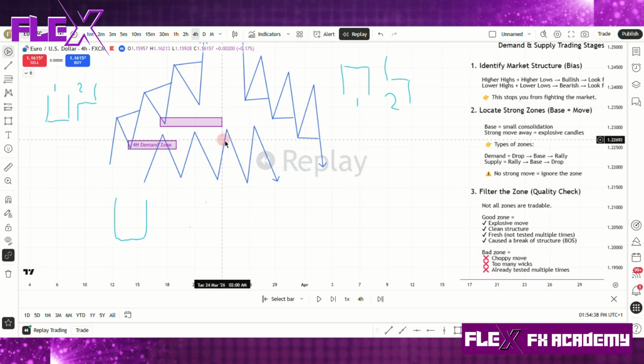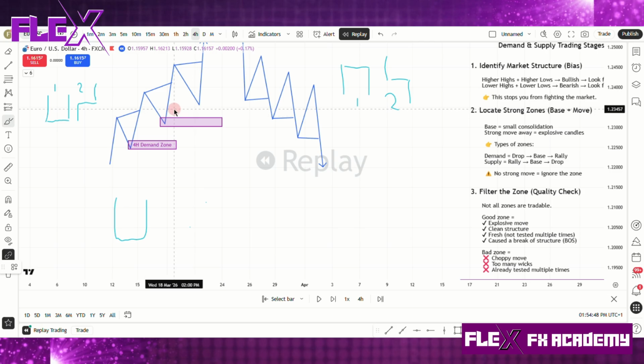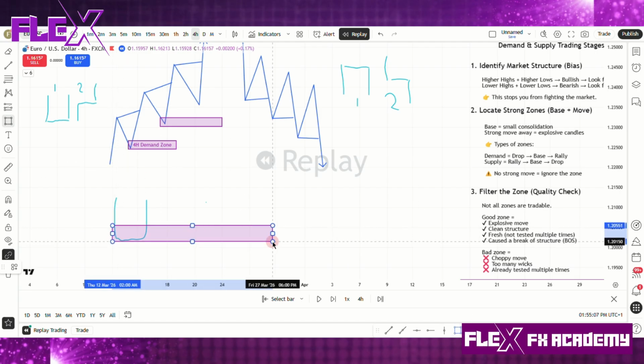The market must not have tapped into it, like what you're seeing here. Once the market taps into this zone, the zone becomes invalid. So it must be explosive candles, it must be fresh zones. I keep hammering fresh zones. This is very important. The zone must be fresh, so that your base is a fresh zone that the market has not yet tapped into.